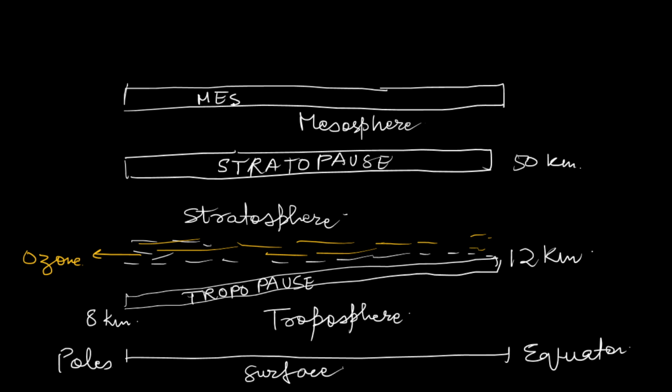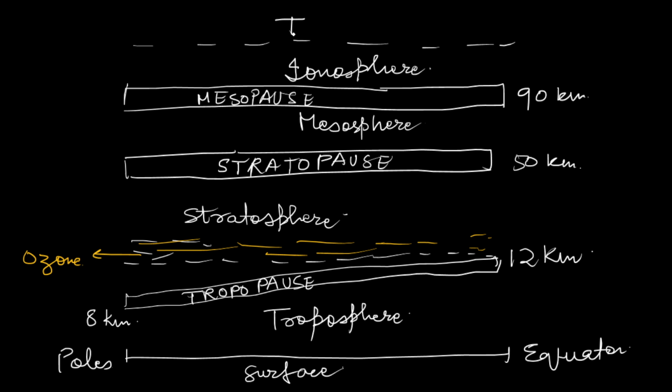Mesopause is around 90 kilometers. Over mesosphere, you will find ionosphere, and over ionosphere, you will find thermosphere. This is the part related with the border of ionosphere, and over it, thermosphere. So this is the structure of Earth.